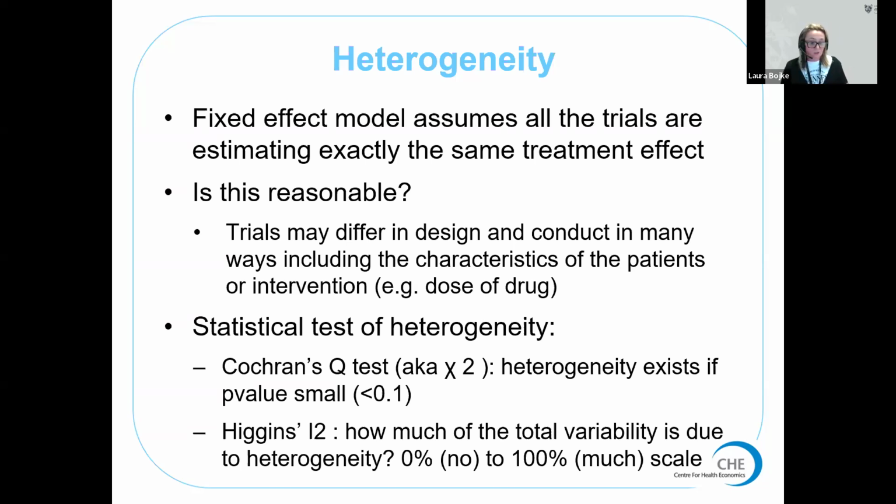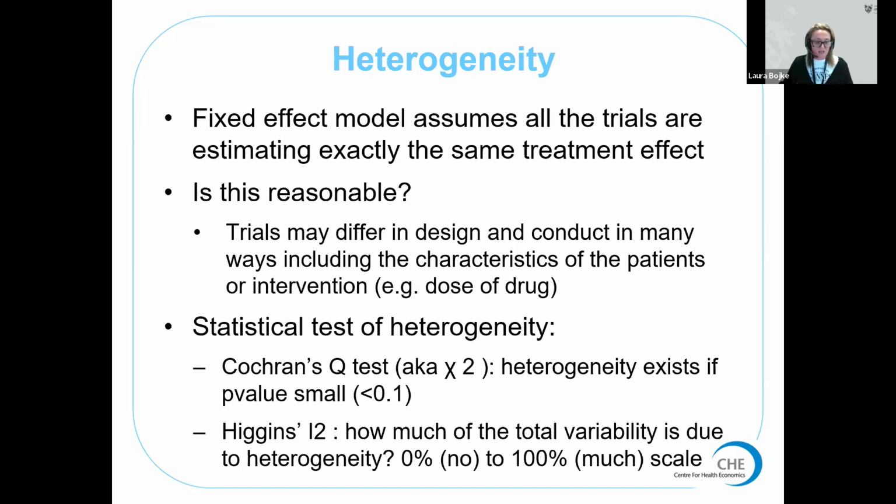We can conduct statistical tests to determine if there is a level of heterogeneity, and I've just put 2 of the most commonly used tests for heterogeneity here. Cochrane's Q test, also referred to as the chi-squared test, or the Higgins I-squared. Again, these are things that you can quite easily calculate in Excel or pull out of software such as Stata.